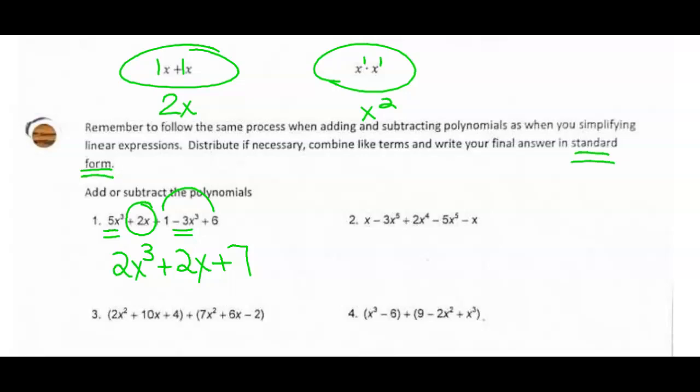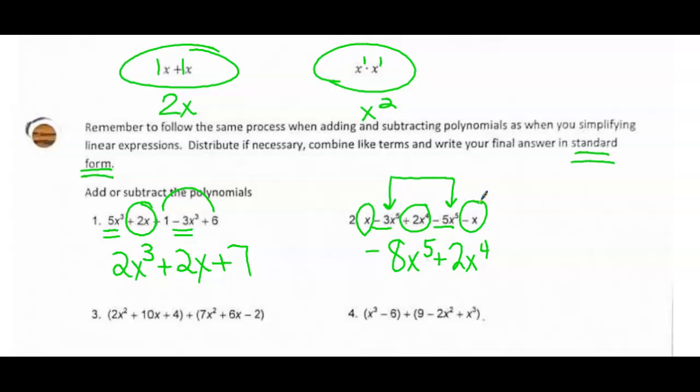So when I take a look at number 2, even if you're not done, negative 3x to the 5th and negative 5x to the 5th have the highest degree. That would be negative 8x to the 5th. Next term would have to be this x to the 4th, and that's plus 2x to the 4th. Last, I see an x and a minus x, those are opposites, so they're gone.